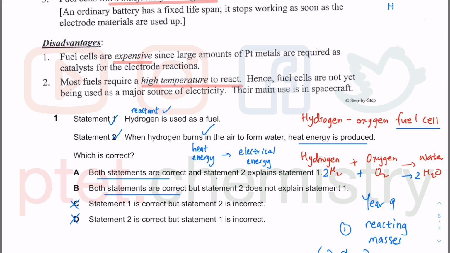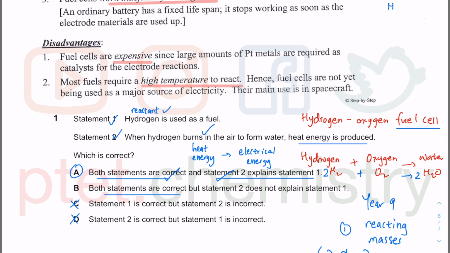So they do explain statement 1. So this is correct and correct. The very reason why you can use it as a fuel is because you produce heat energy. When you combust the substance, hydrogen burns in oxygen, it is an exothermic reaction and releases heat energy.